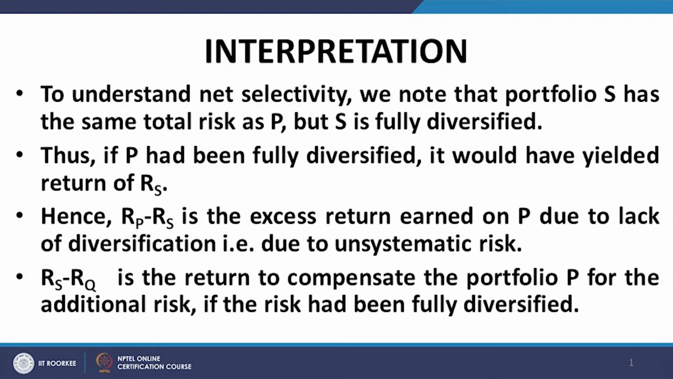So, this is the interpretation of the return from net selectivity. And as far as the figure Rs minus Rq is concerned, it is the return to compensate the portfolio P for the additional risk if the risk had been fully diversified. So, this is as far as the interpretation of the Fama model goes.